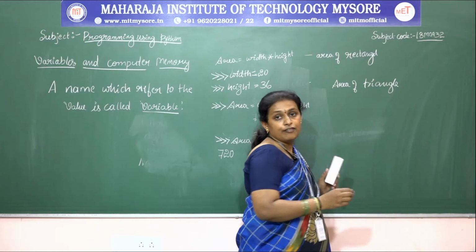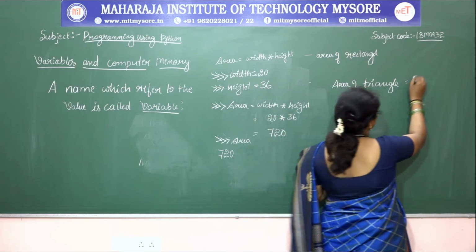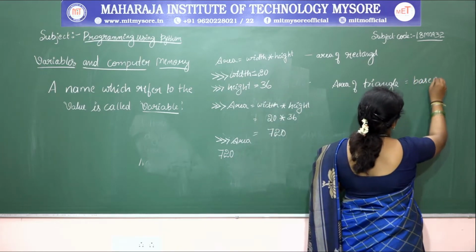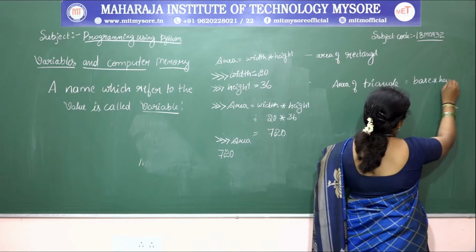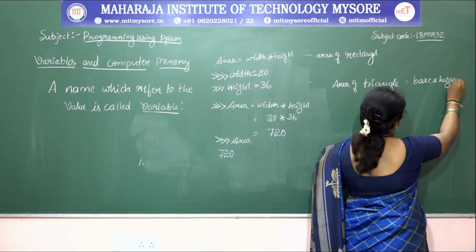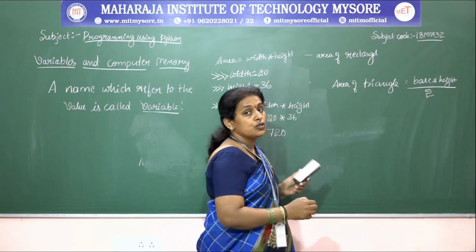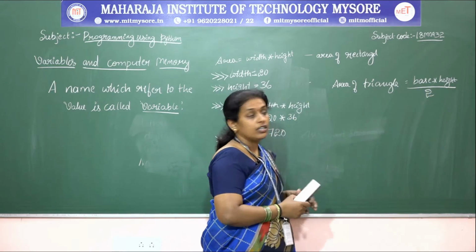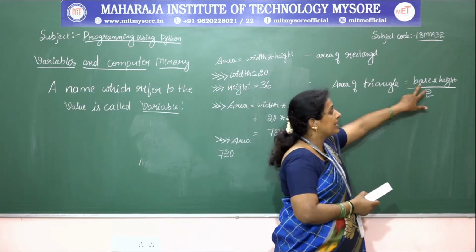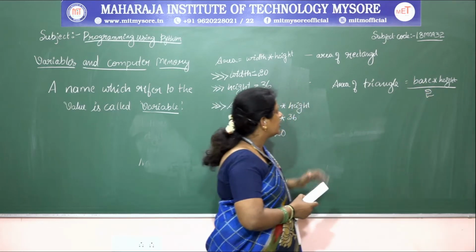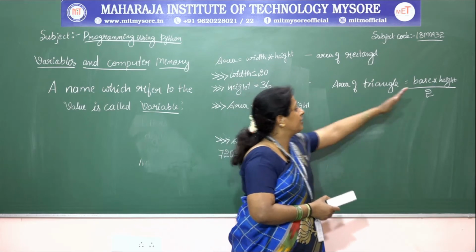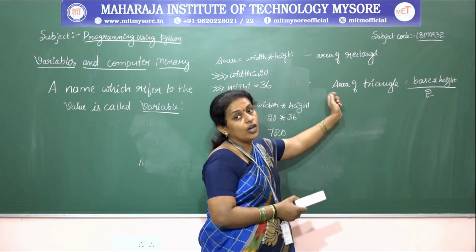For area of triangle, the formula is base into height whole divided by 2, right? So here I need to take two variables, that is base and height. Okay. Then to store the calculated value, I require one more variable called area.